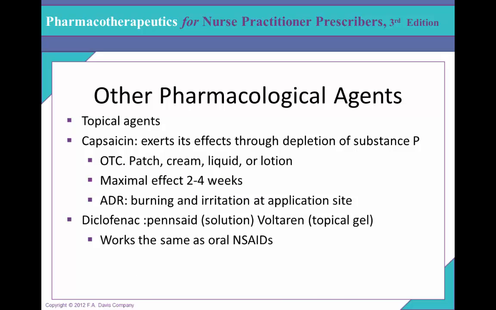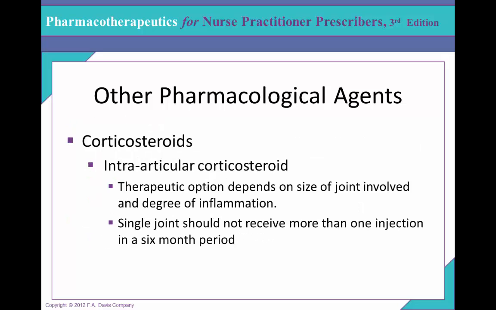In addition, you could use capsaicin, which basically produces depletion of substance P, which is a mediator of the pain mechanism. You could use an over-the-counter patch, liquid or lotion. In addition, you could use diclofenac in cream, pills, or Voltaren gel. It works exactly the same as NSAIDs. In addition, for pain, you could use corticosteroids systemic, which is not recommended, or intra-articular, and basically depends on the size of the joint and the degree of inflammation.